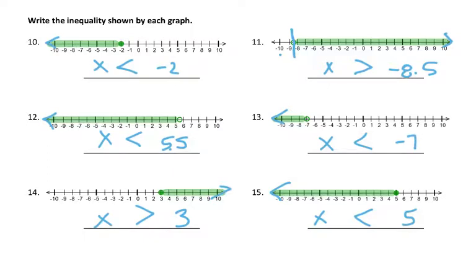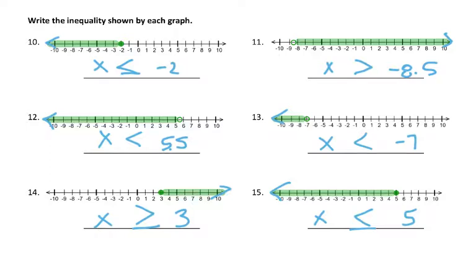Alright, then if we have a solid circle, we need an equal to marker. So let's see, this one has a solid circle, so it needs an equal to piece, and this one does too, and this one does. But all the rest of them are open circles.